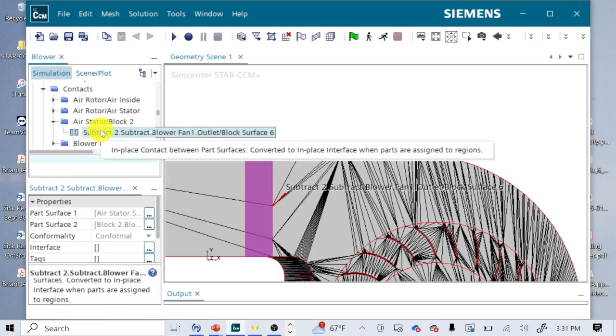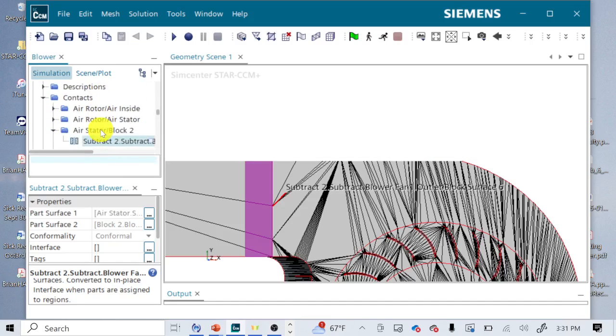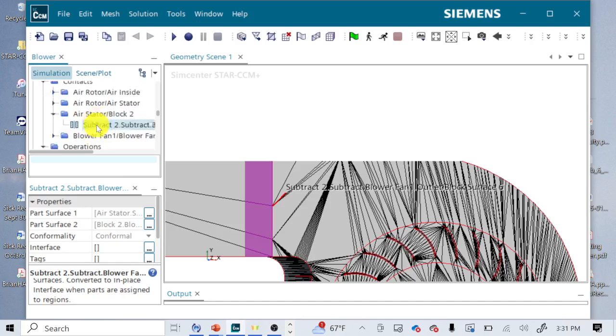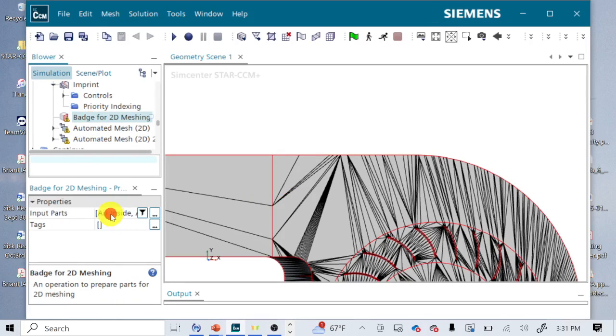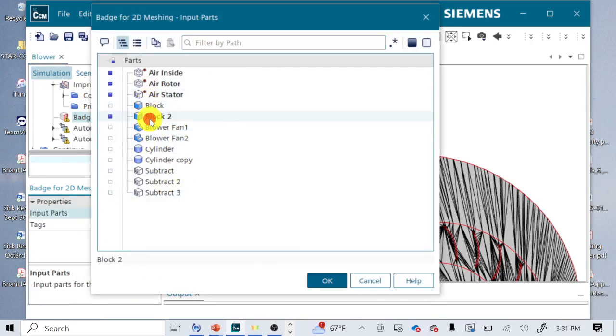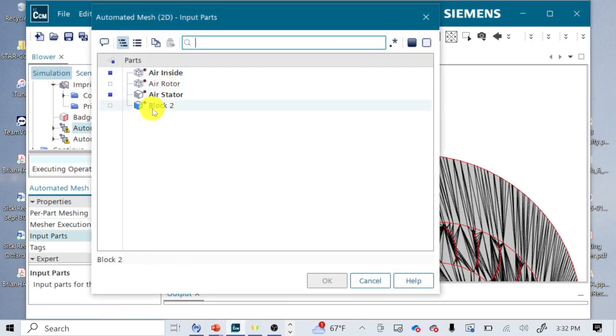So you can add your block to the imprint and it works just fine. Which is the better way to do it because it's automatic. If you need to redo anything later, it will recreate the contact. We do need to remesh and all that other good stuff, but we need to add our block to the badge for 2D meshing. And we probably also want to add it, make the badge for 2D mesh again. We also want to add it to our mesh node.